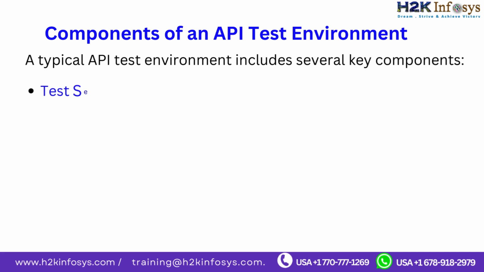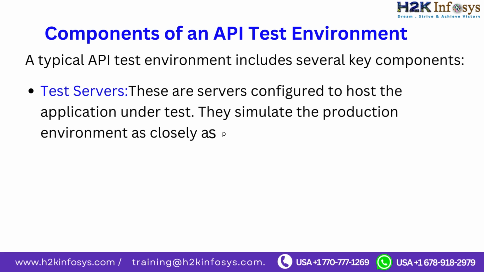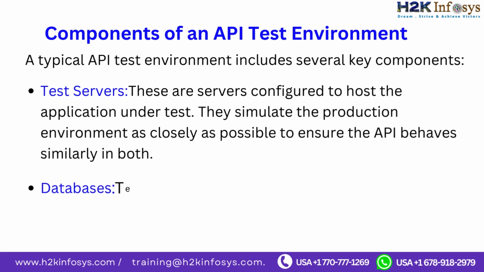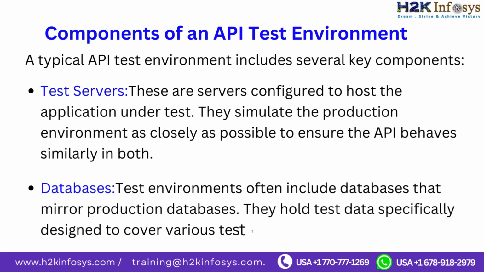A typical API test environment includes several key components. Test servers: these are servers configured to host the application under test. They simulate the production environment as closely as possible to ensure the API behaves similarly in both. Databases: test environments often include databases that mirror production databases. They hold test data specifically designed to cover various test scenarios.